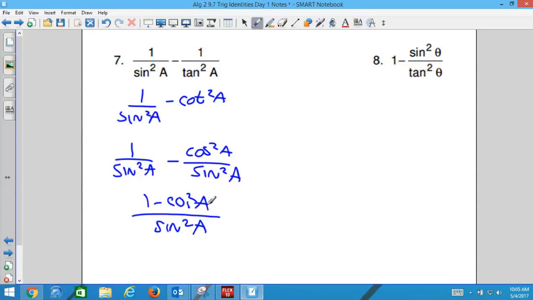And you have your identities handy, right? Oh wait, they're on the back of the page. So yeah, they're very handy, I hope. So you look at your identities and you say, hey, what is 1 minus cosine squared A? Sine squared A.